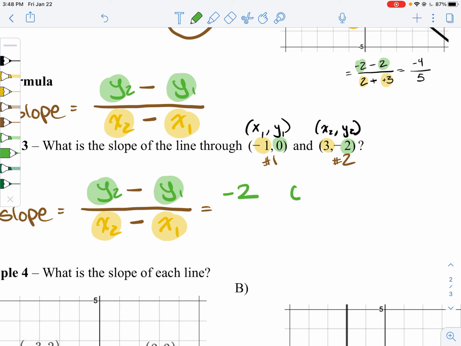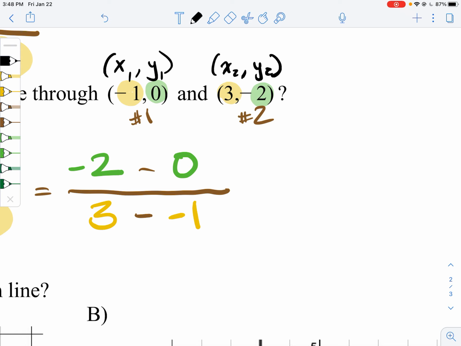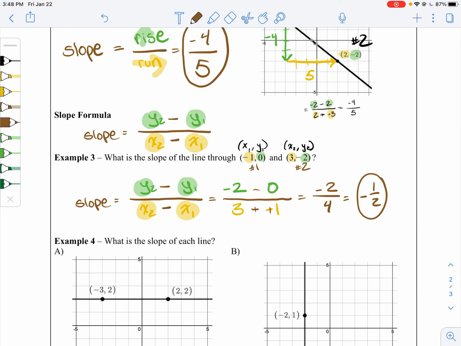y1 is 0. x2 is 3. x1 is -1. And now we need to find those subtractions. -2 minus 0 is -2. That was nice. -3 minus -1 is 3 plus 1 is 4. Oof! But we can simplify that. That's the same thing as -1/2. Guys, slope will not always be negative. It just happened to be in both of these cases.